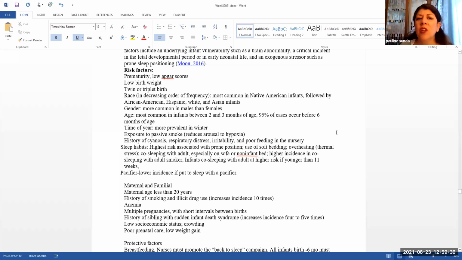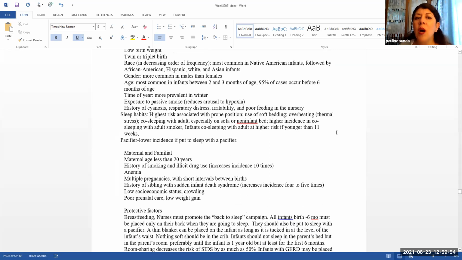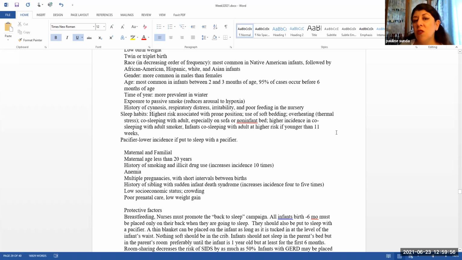Risk factors include prematurity, low APGAR scores, low birth weight, twin or triplet birth, race in decreasing order of frequency, so most common in Native American infants, followed by African American, Hispanic, white, and Asian. Gender, more in males than females. Age, most common in infants between 2 to 3 months of age. 95% of cases occur before 6 months of age. Time of year, more prevalent in the winter.